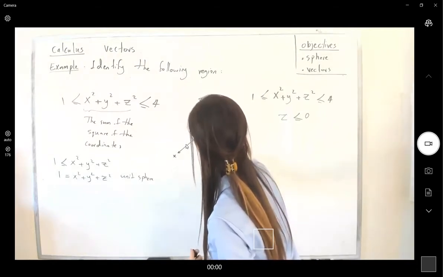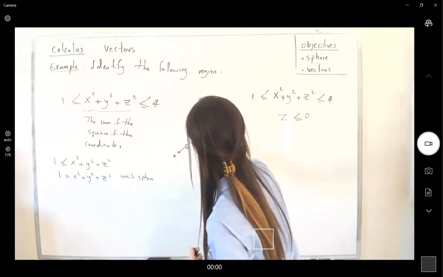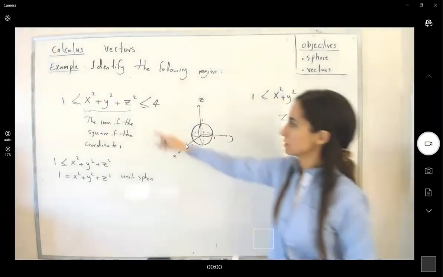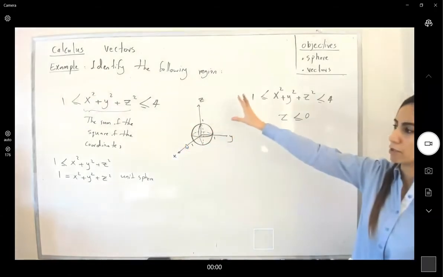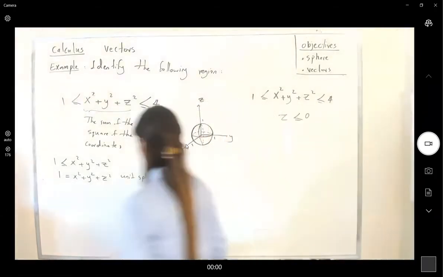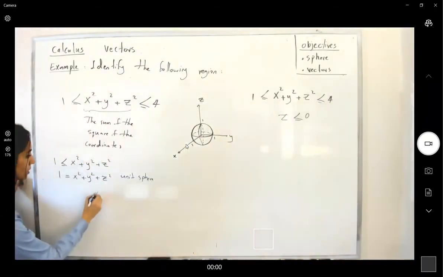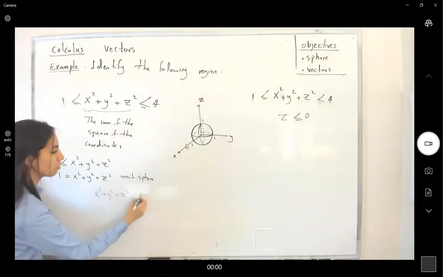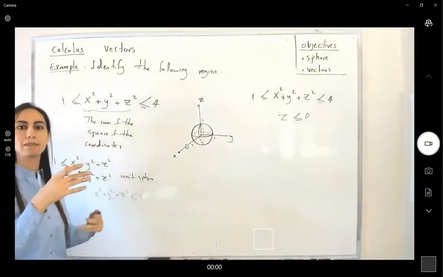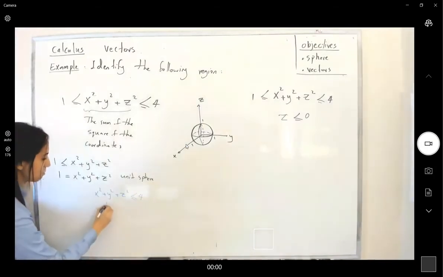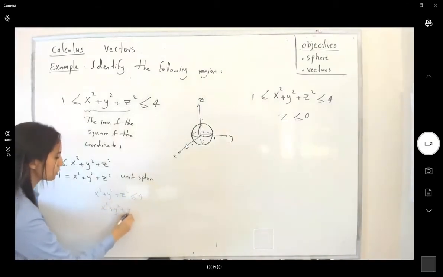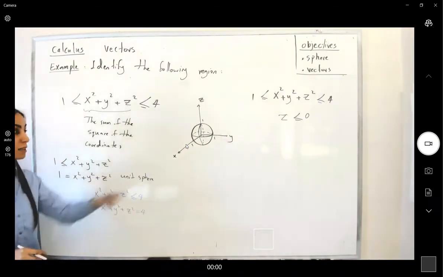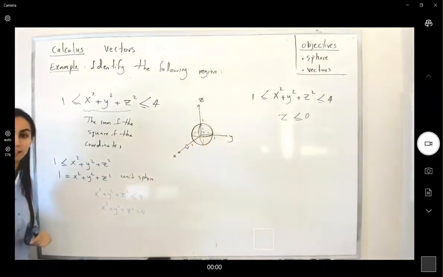Okay, in 3D. And this is one. Look at the other part. Here you have an inequality saying that x squared plus y squared plus z squared must be less than or equal to 4. If you look at this as the sphere, as a boundary, you get x squared plus y squared plus z squared equals 4, which is a sphere centered at the origin with radius 2.